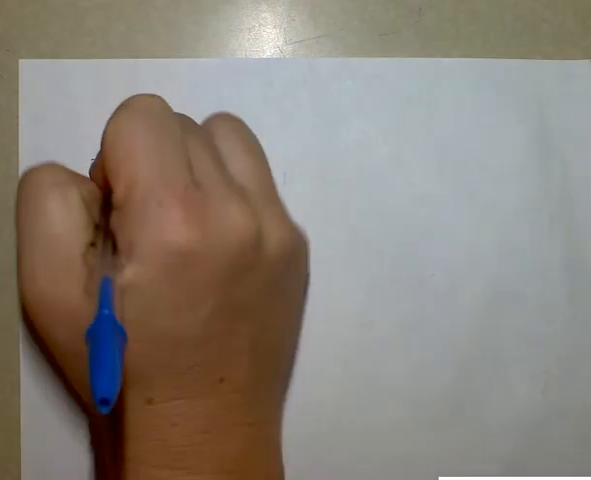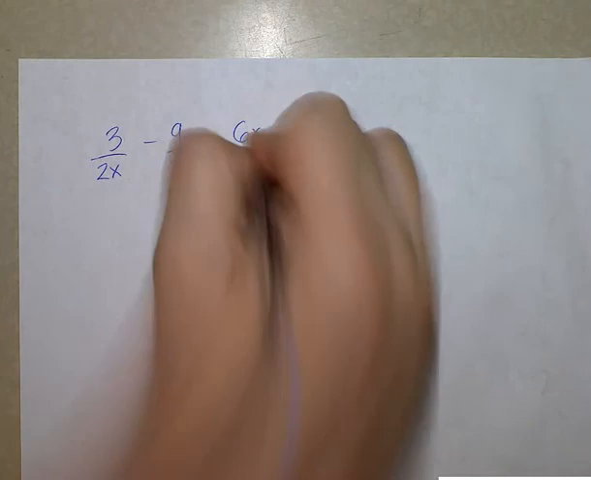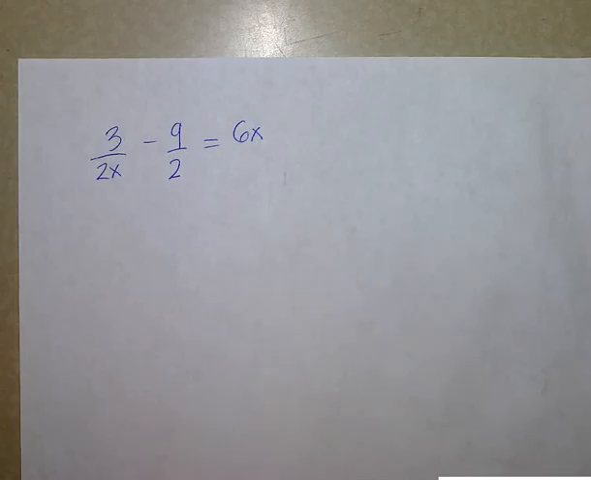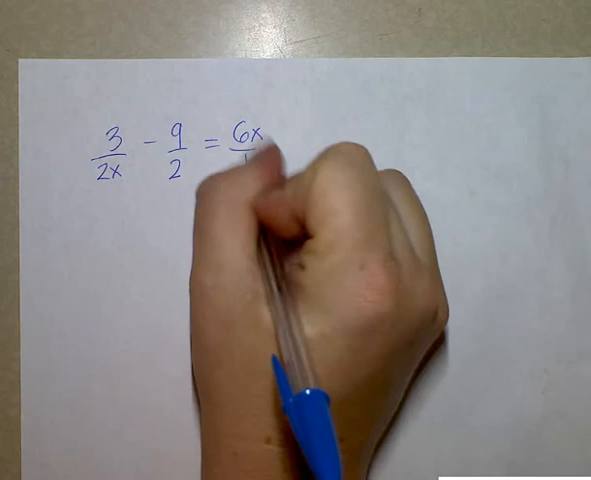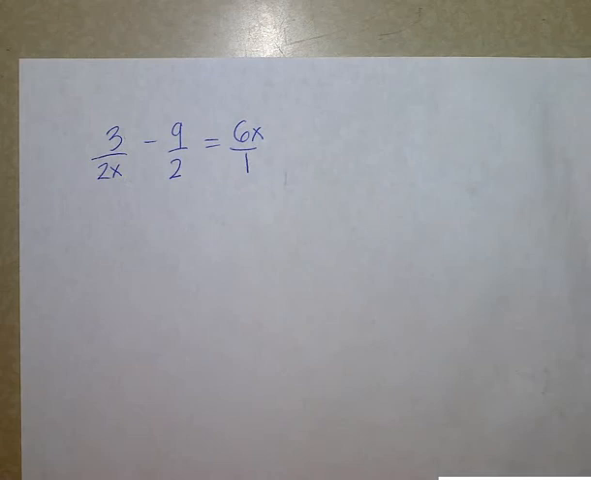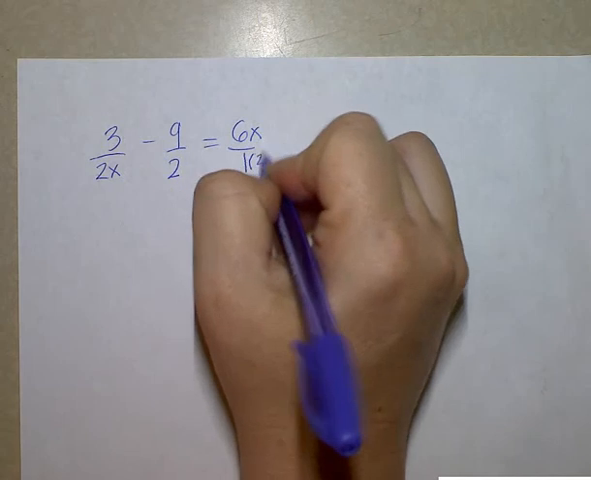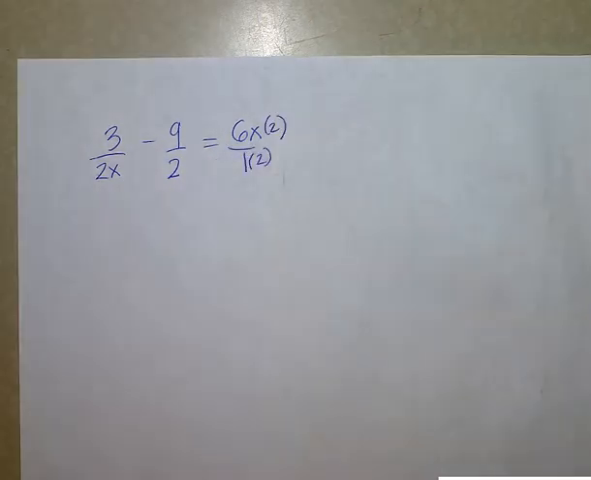3 over 2x minus 9 halves equals 6x. What is below the 6x that we cannot currently see? Anyone? A 1. So let's forget about just the x right now. Let's look. We have a 1, a 2, and a 2. So they all need to turn into at least 2. So I'm good, I'm good. This needs a 2. So again, if you want to do it the longer way, you're welcome to do that if it makes a little more sense to you.